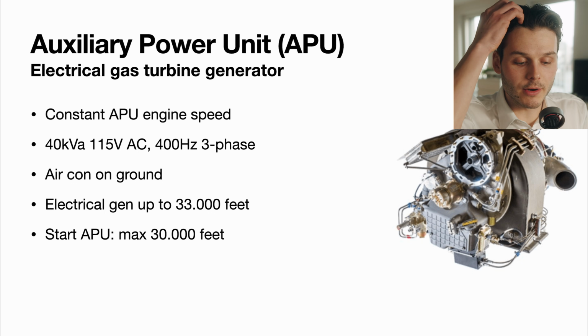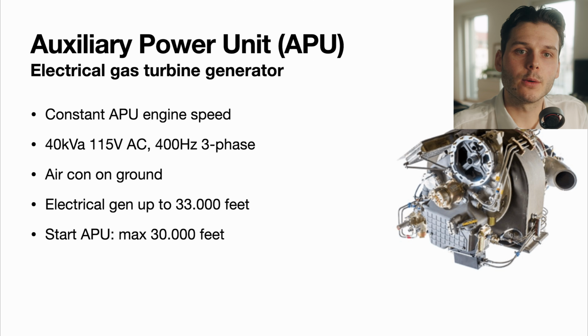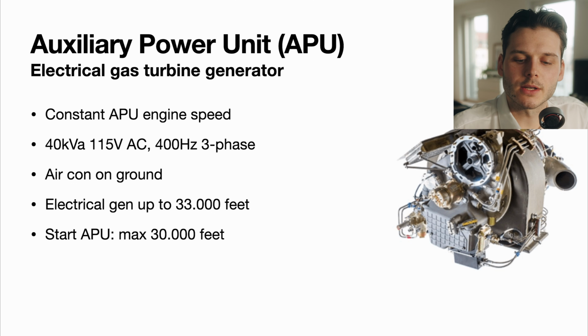And of course, air conditioning on ground and electrical generation is possible up to 33,000 feet. This is also the reason why we have to stay below flight level 330 in case we fly with one IDG fail. And to start the APU, max altitude is 30,000 feet. So in case you have one IDG failing in flight, you would have to descend below 30,000 feet, start your APU, and then if flight time is sufficient, you can climb up again to flight level 330. But you have to make sure the fuel flow would be a little bit more. APU consumes about 120 kilograms of fuel, so you'd have to look out for that if that is sufficient according to your fuel planning.